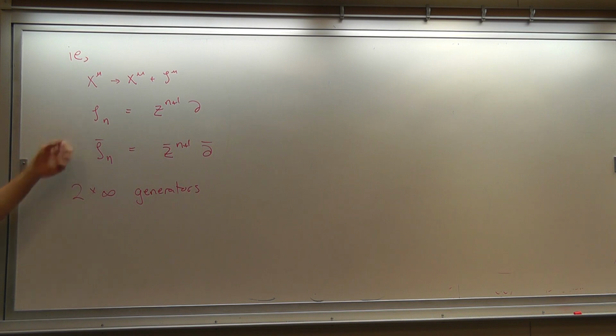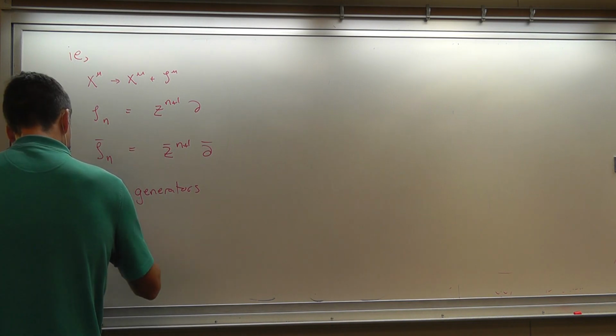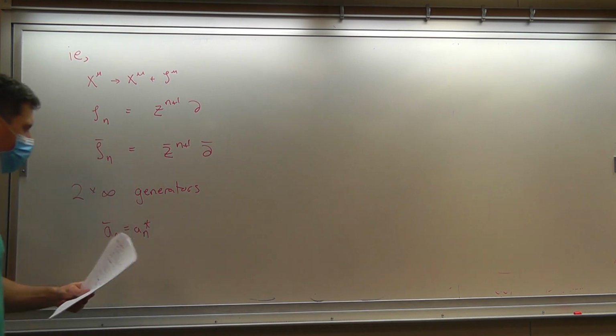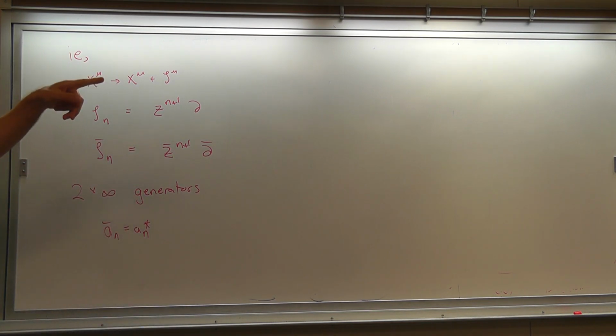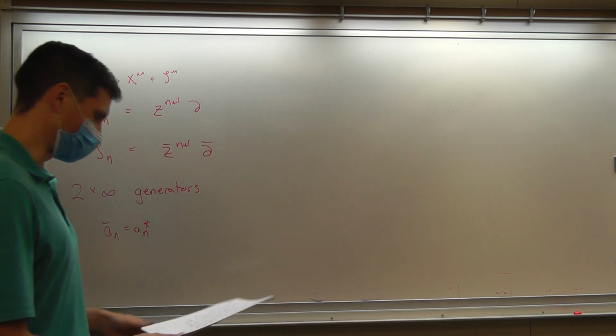In complex coordinates, the reality conditions would set a bar n equal to a n star, where those are the expansion coefficients over there. But if we use complex language, the a n's can be complex. Okay, so we start out with 4 times infinity. We impose a reality condition, and we're down to 2 times infinity real generators. Okay, so the number of real generators is 2 sets of all integers.